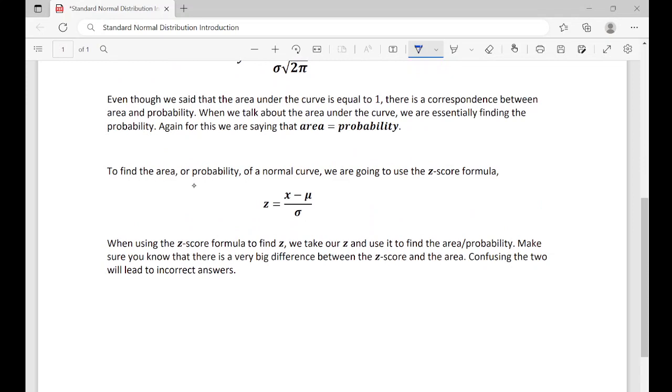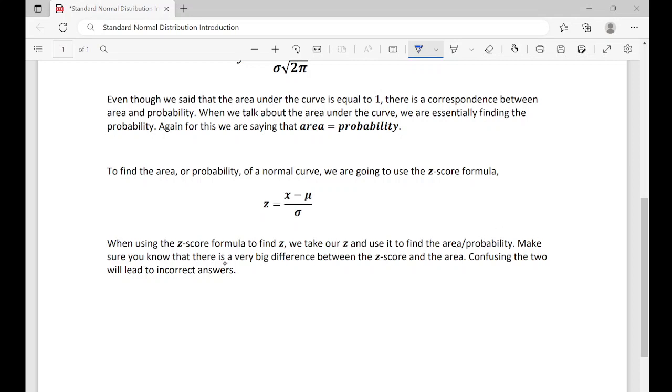To find the area or probability of a normal curve, we actually have to use a z-score formula. The z-scores help us find the probability and area. In this formula here, z equals x, some particular value, minus mu, our mean, divided by sigma, our standard deviation. When using the z-score formula to find z, we are going to use it to find the area and/or probability. Again, they both mean the same thing.